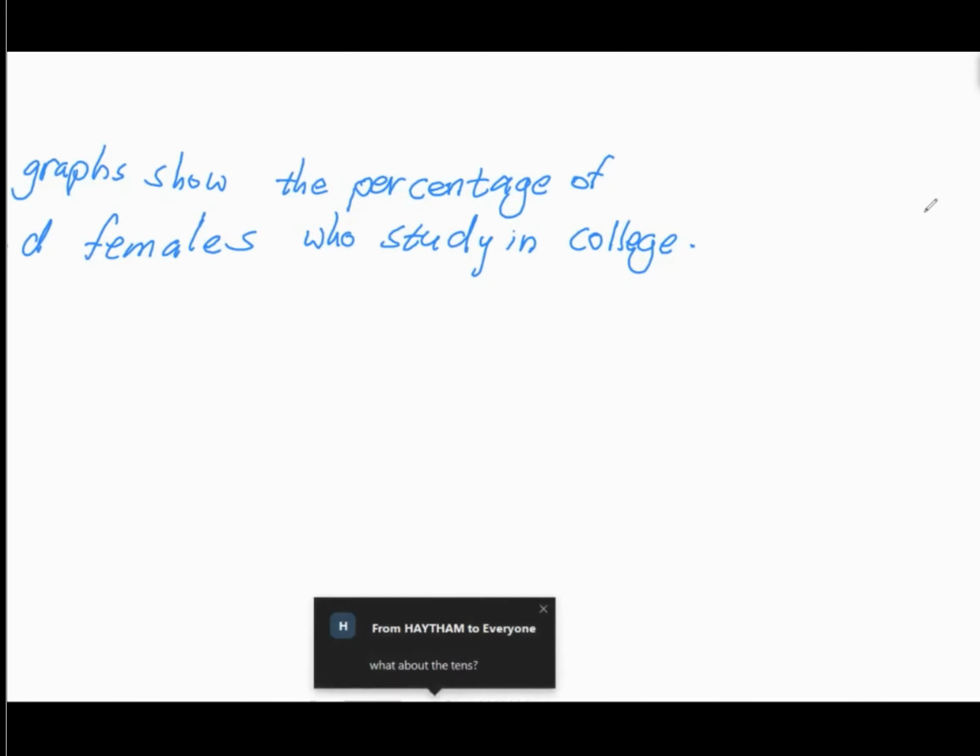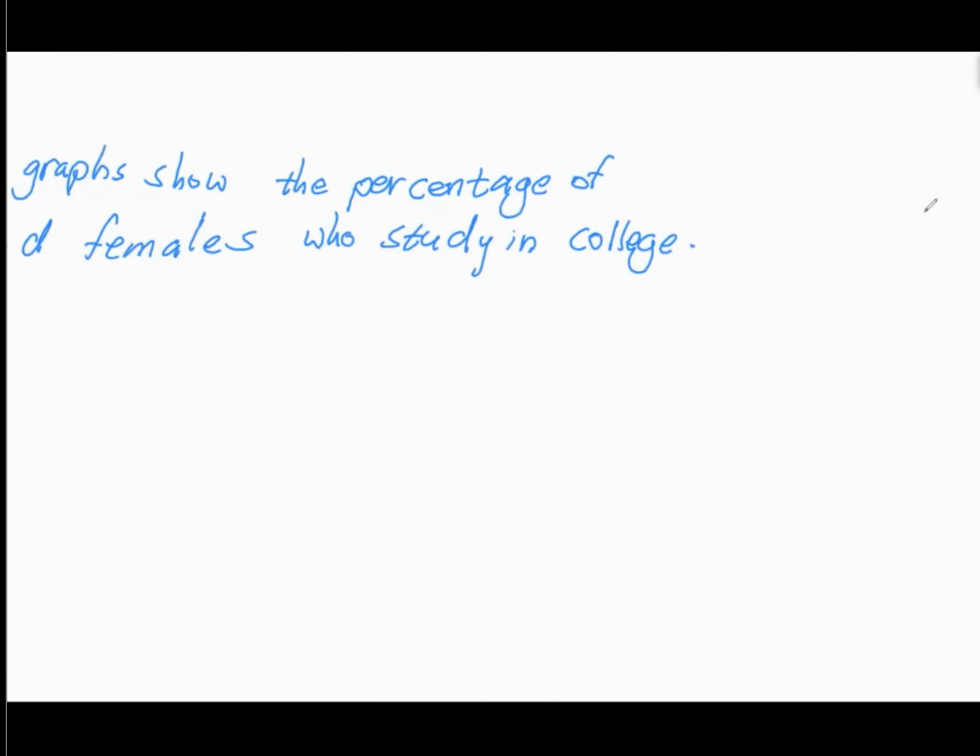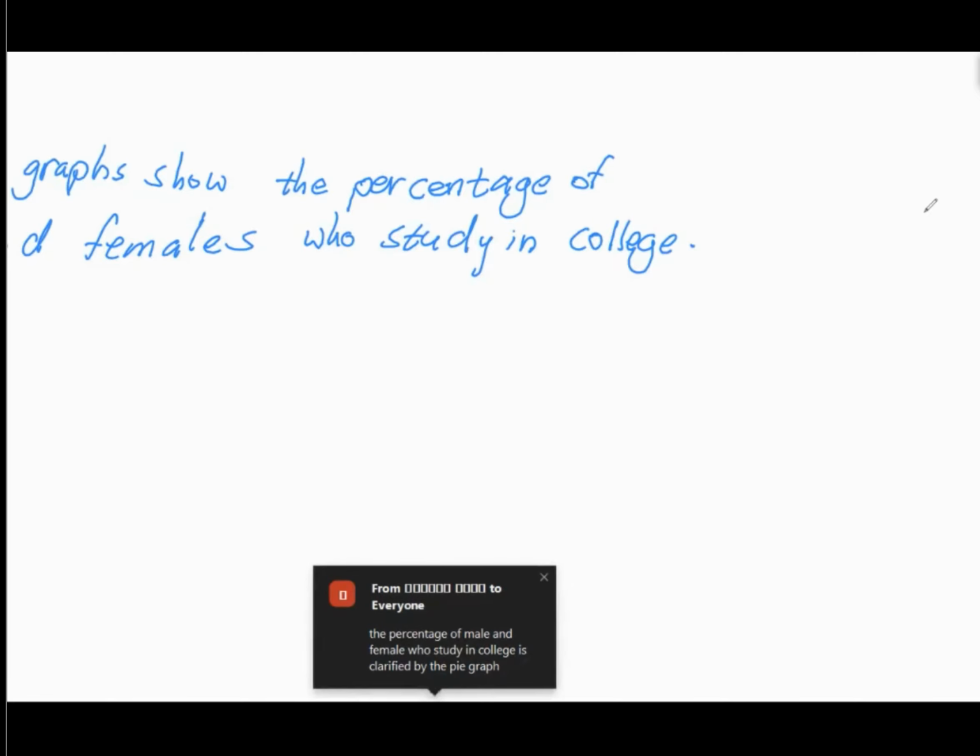Here you missed one word. I think you mean the number, or not the number, sorry, the rate, the figure, the proportion. These are all synonyms for the same meaning. Very good, Suhaib. The proportion of males and females who studied in college is shown by the pie graph. Excellent, Suhaib. Excellent. And the pie graph illustrates the proportion of males and females who study in college.